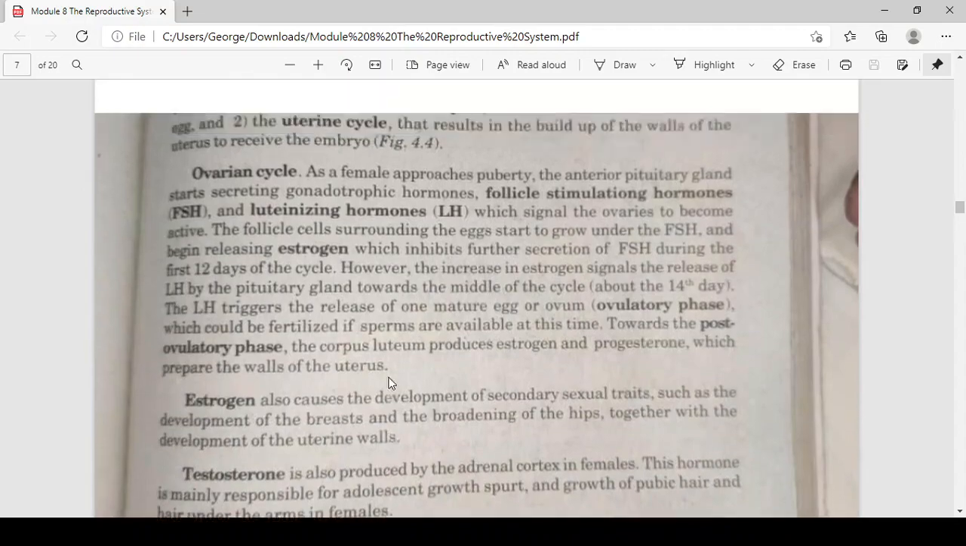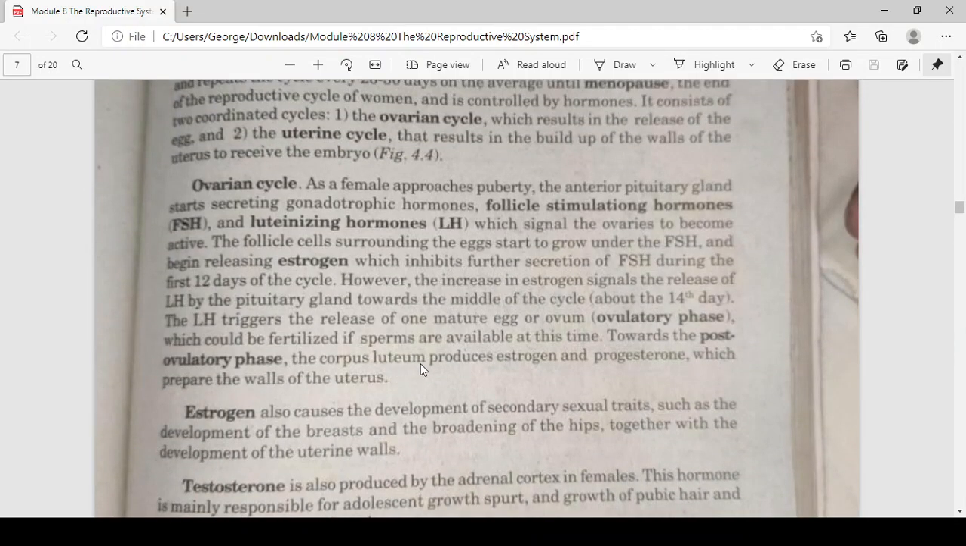Ovarian cycle. First, as a female approaches puberty, the anterior pituitary gland starts to secrete your gonadotropic hormones, your follicle-stimulating hormone, FSH, and your luteinizing hormone, which signal the ovaries to become active. So again, kids, these two hormones are responsible for signaling the ovary to become active. The follicle cells surrounding the egg start to grow under your FSH.